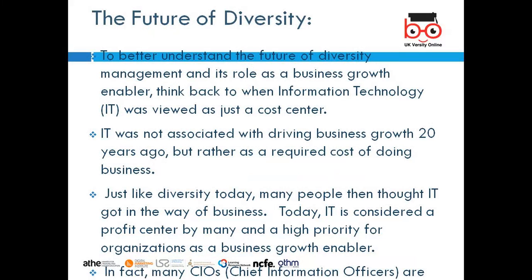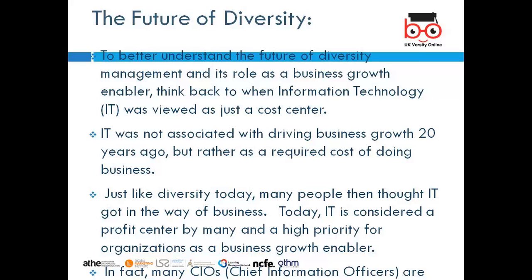These are the key points we need to better understand for the future of diversity management. Yes, we need to plan. We are going to open more branches. We need to look for people from all over. We need to understand the cultural differences.